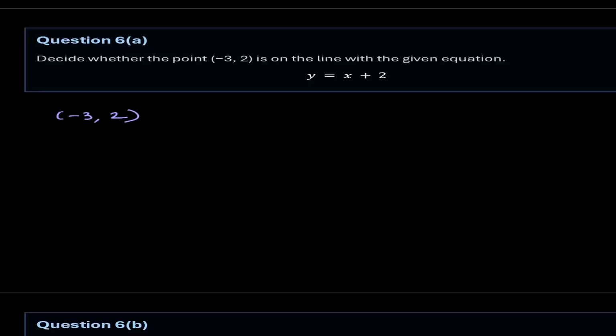Remember, coordinates are always given in the form of x and y. So all we need to do is write out the equation and substitute the values in for x and y. And if the equation holds true, it is on the line. And if it doesn't hold true, it's not on the line. So let's do this step by step. Wherever you see y, you just have to substitute 2. And wherever you see x, you just have to substitute -3.